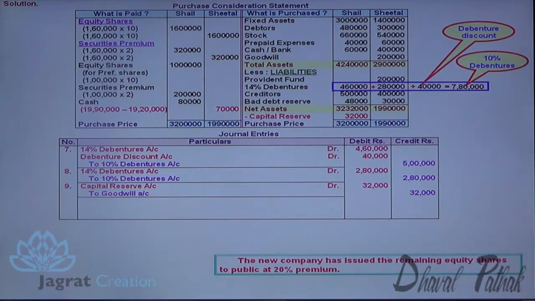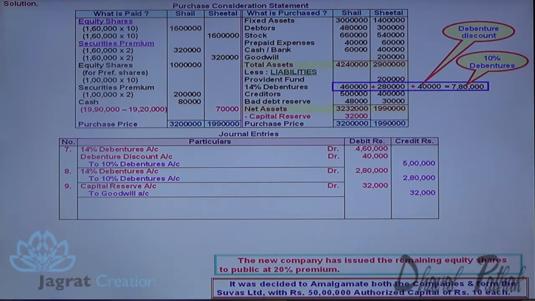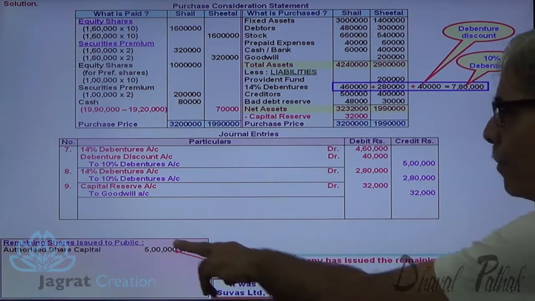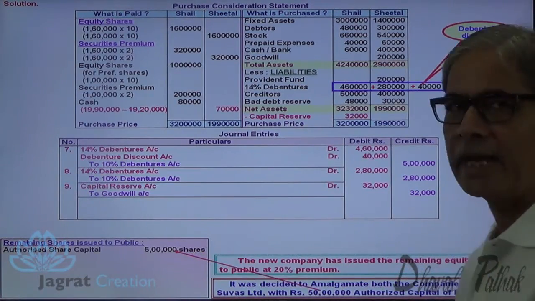Now the remaining shares are issued by the company at 20% premium. Authorized share capital is 50 lakhs, shares of 10 each. So what are the remaining shares? Let us work it out. Total authorized share capital minus shares issued for purchase of business. This is the authorized share capital, 50 lakhs. Number of shares are how much? 5 lakhs, shares of 10 each.